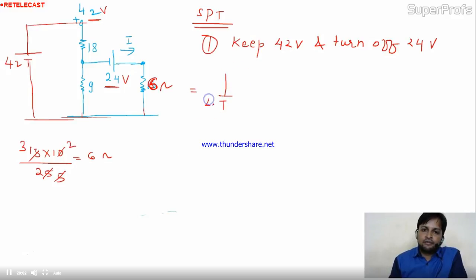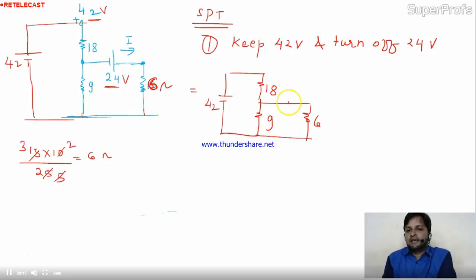This is 42 in the circuit, 18 connected with 9. Here this is short and this is nothing but 6. Now my task is to find this current. I'm calling it I1 because the first source is active and the second source is deactivated or turned off. Now what is this current actually? To calculate this current, I should have this current first.